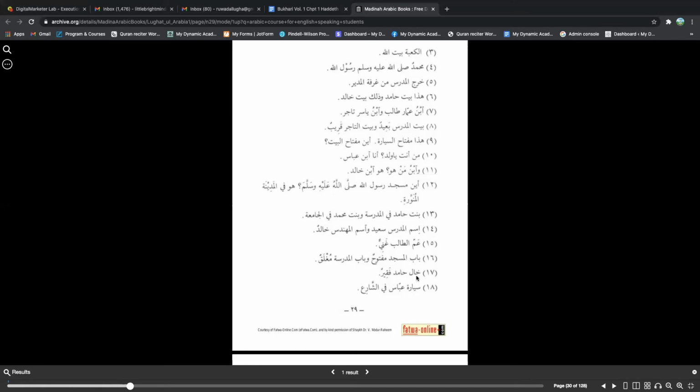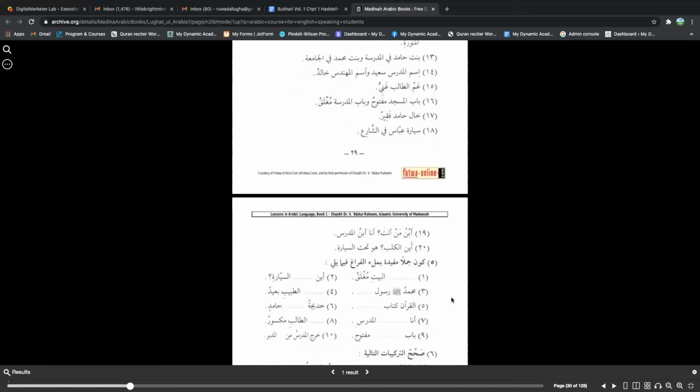Khalu. This is the other form of uncle, but on the mother's side, the maternal uncle. By itself it would be khalun, but because it's mudaf, it's khalu. Khalu Hamidin faqirun. The maternal uncle of Hamid, on his mother's side, is poor. Sayyaratu Abbasin fish-shari'i. Abbas's car is in the street. Okay.